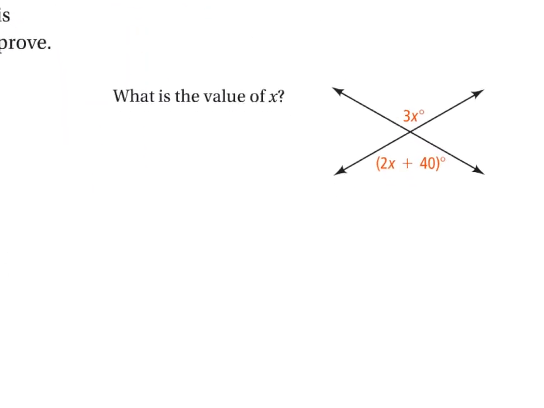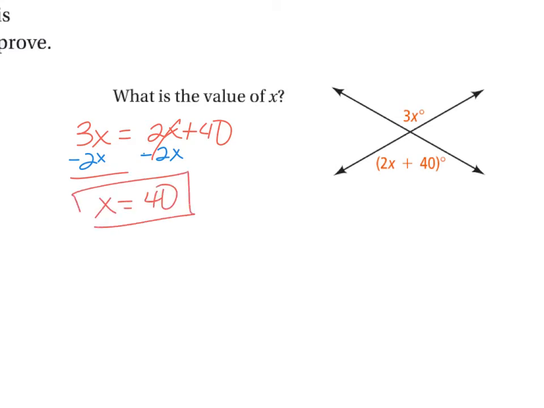The next one here, we have another set of vertical angles, so we know those two expressions are equivalent. So we have 3x equals 2x plus 40. Let's solve it. Minus 2x, minus 2x. 3x minus 2x is just 1x, or x, equals 40. And that is your answer.